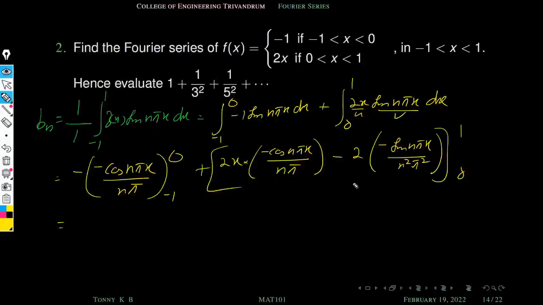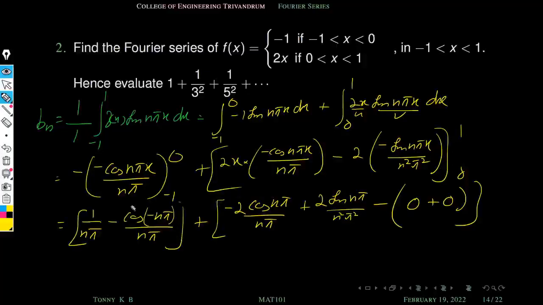Next we have to substitute all the upper limits and lower limits. So when x equal to 0, okay, minus into minus plus, this is 1 by n pi, minus, when x equal to minus 1, this is cos minus n pi by n pi. Okay, plus here when x equal to 1, there is a minus sign, so that's why this is minus 2 into cos n pi by n pi, plus minus into minus plus 2 times sin n pi by n square pi square, minus when x equal to 0, some 0 times, so this term is 0, and this is sin 0, that also 0.